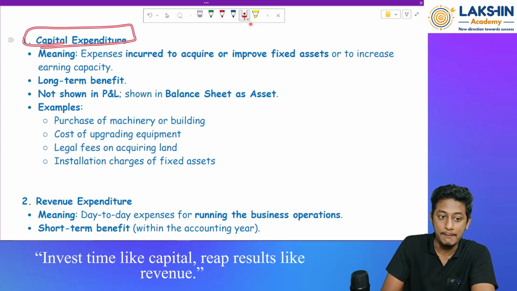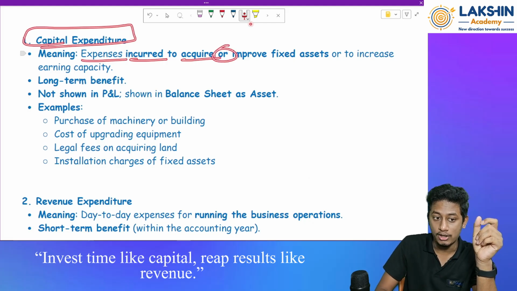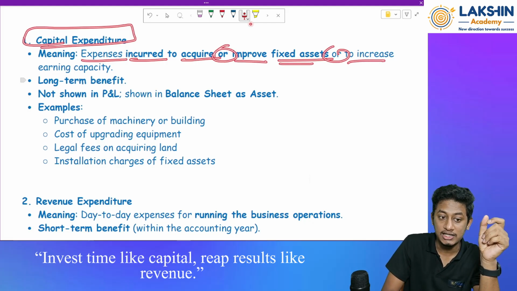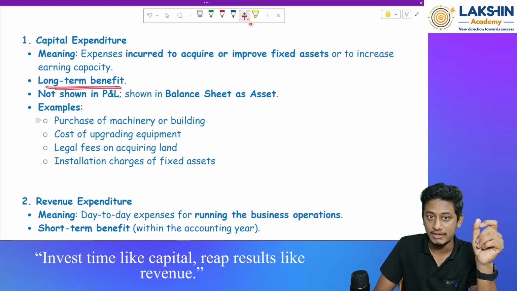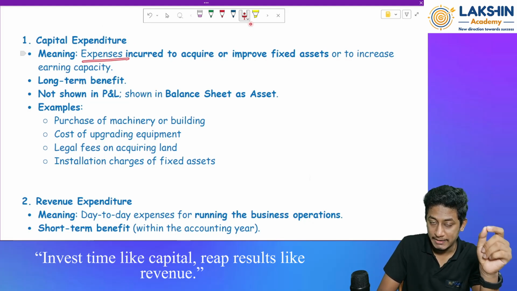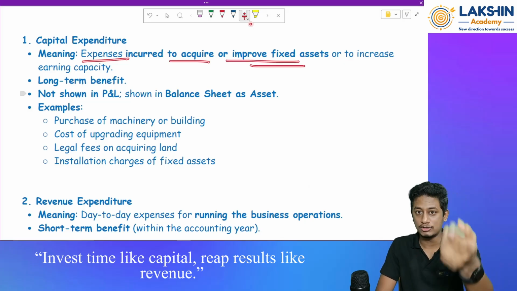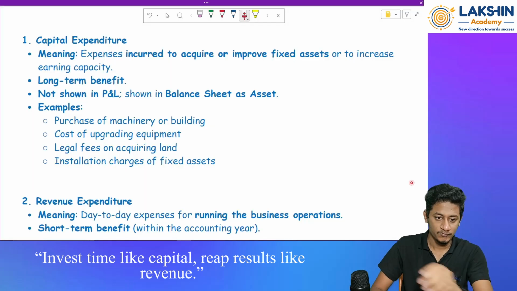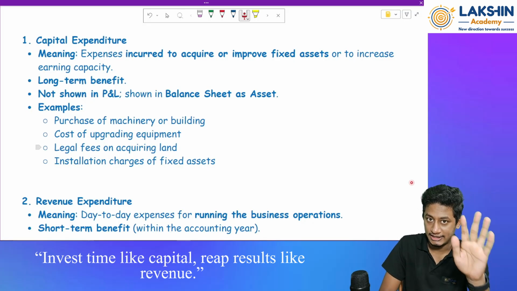So what do you mean by capital expenditure? Expenses incurred to acquire or improve fixed assets or to increase the earning capacity of the business. It is giving a long term benefit. So if you are spending on anything to acquire or improve a fixed asset, let us look at some examples. First of all, examples. In examples we have purchase of a machinery or building. So let's take this for now.